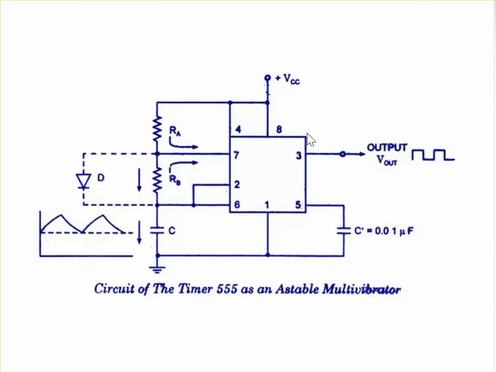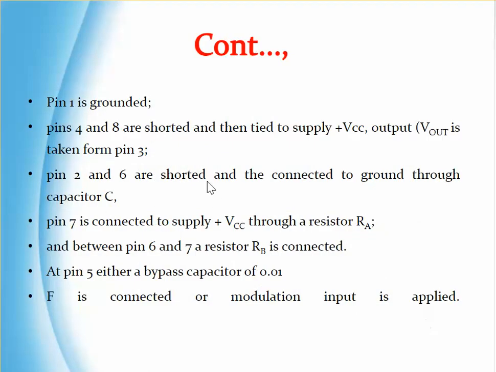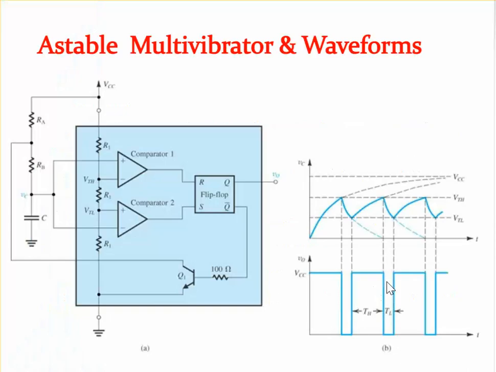So this is the basic pin diagram of the 555 timer, and these are all the pin configurations, where pin 1 is the ground connection and pins 4 and 8 are tied together for the VCC supply. Pins 2 and 6 will be shorted to a ground capacitor, and pin 7 is VCC, and between pins 6 and 7 we have one resistor, which is called RB, and we have one more resistor, RA, which is connected through the VCC supply. So this is the astable multivibrator connection using the IC 555 timer and its corresponding waveform. As I told you, this is going to be the charging and discharging of the capacitor.